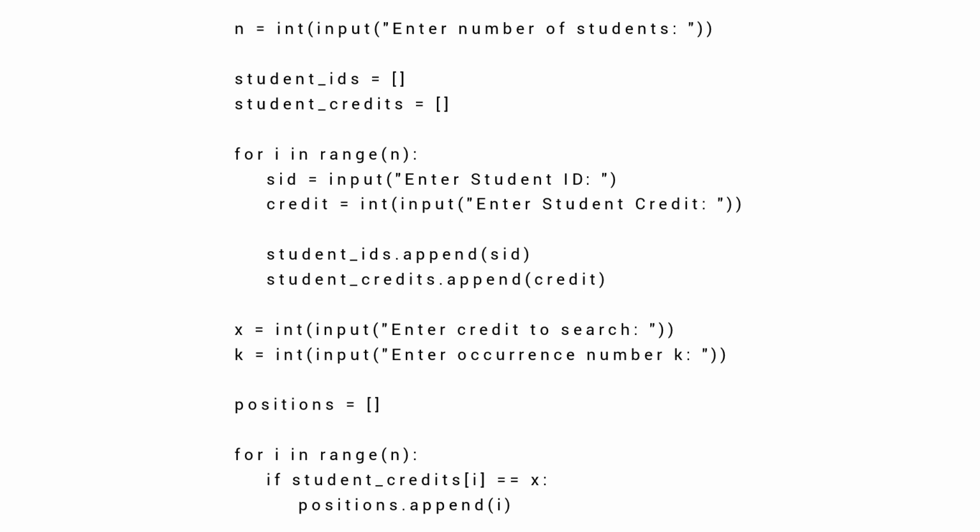After that I ask the user to enter the x value, the credit to search. After that the k value, the occurrence number, and I take a position variable as a list, and I use a for loop n number of times because I have to check whether x is present or not, and in what positions x, meaning the credit, is present in the student credits. So for that I use a for loop.